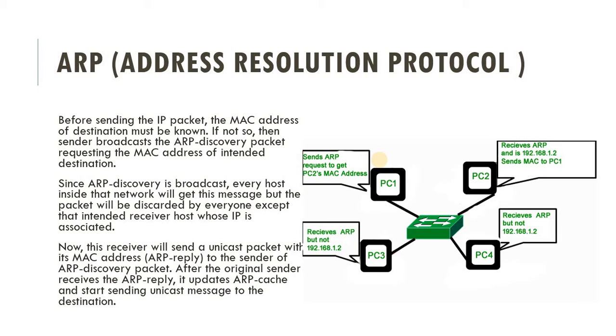If not, then the sender broadcasts an ARP discovery packet requesting the MAC address of the intended destination. Since ARP discovery is a broadcast, every host inside that network will get this message, but the packet will be discarded by everyone except the intended receiver host whose IP is associated. So when I start sending packets, at the beginning we need to recognize the MAC address of the destination. For that we are using ARP.